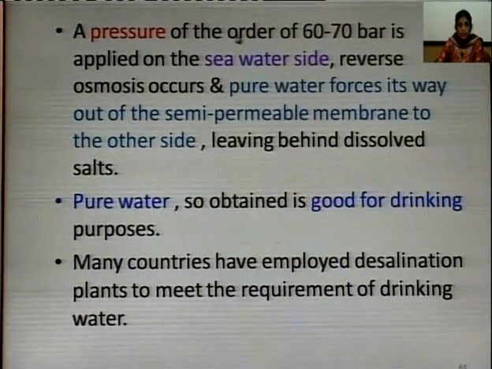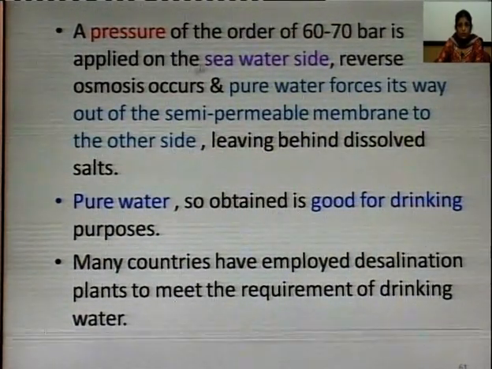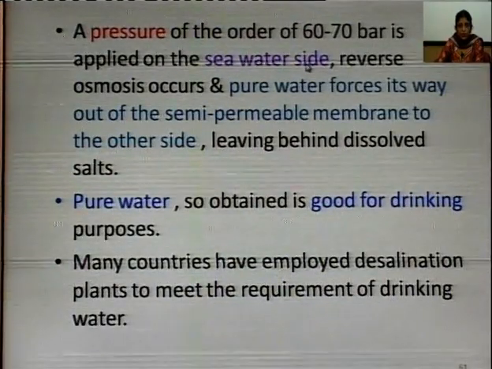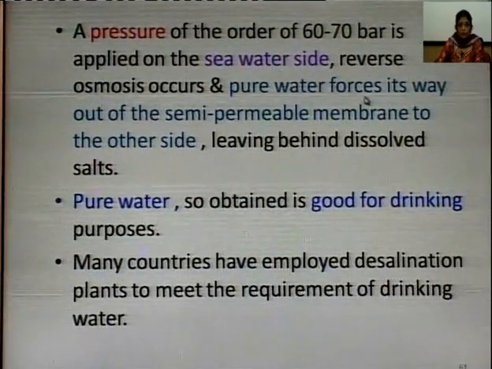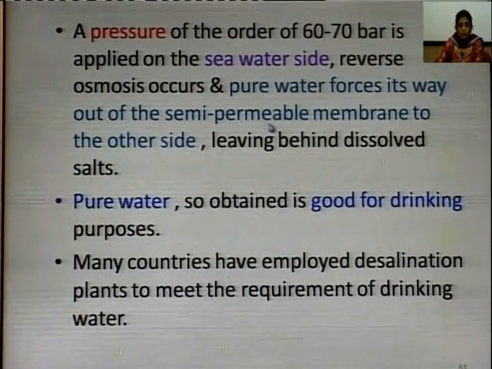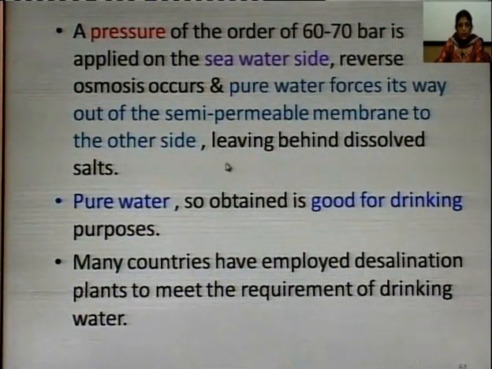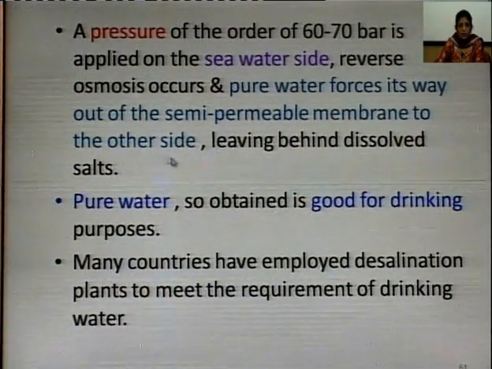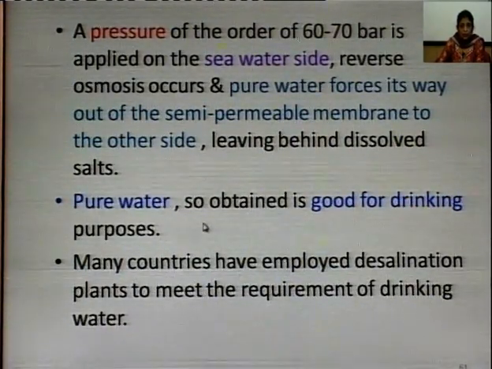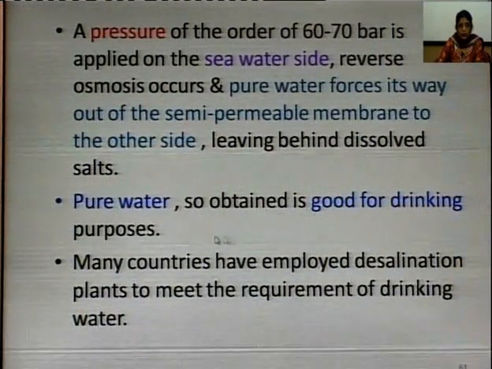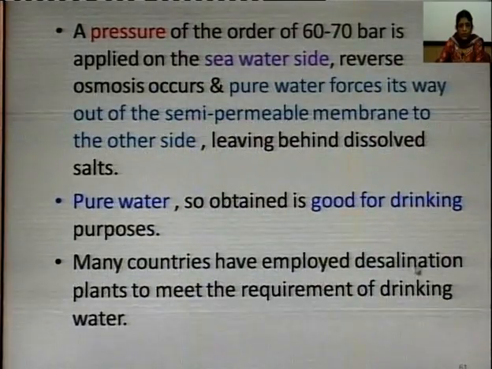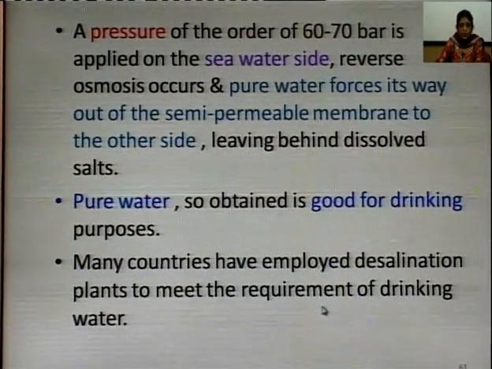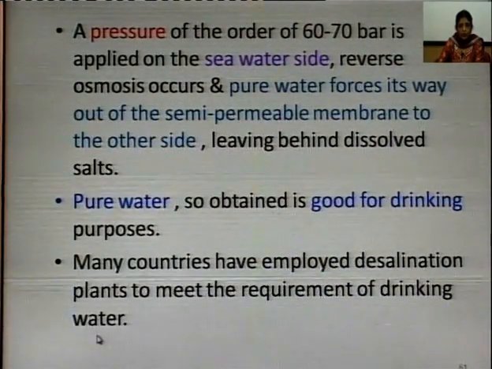A pressure of the order of 60 to 70 bar is applied on the sea water side, reverse osmosis occurs, and pure water forces its way out through the semi-permeable membrane, leaving dissolved salts on the other side. Pure water which is so good for drinking purposes can be obtained. Many countries have employed desalination plants to meet the requirement of drinking water.